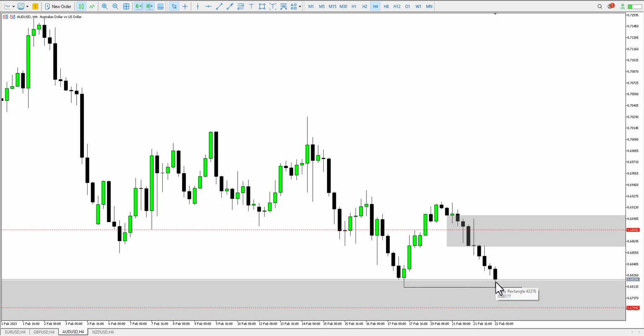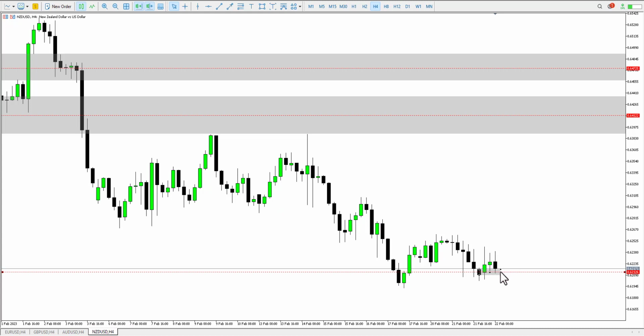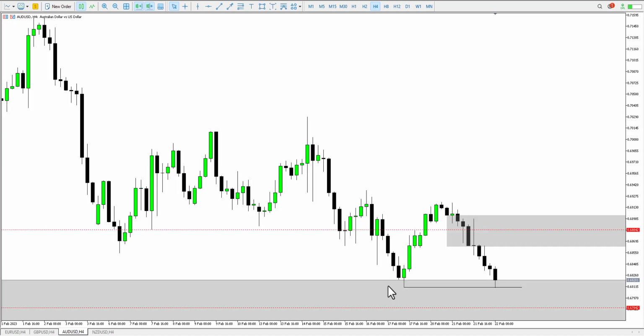I'm only narrating it in the sense that Aussie dollar has created a new low, New Zealand dollar hasn't, but New Zealand dollar has also returned into fair value for longs. Aussie dollar has run an old low for longs, liquidity engineering. So I hope you understood what I'm trying to illustrate here, and let's see how the market pans out.